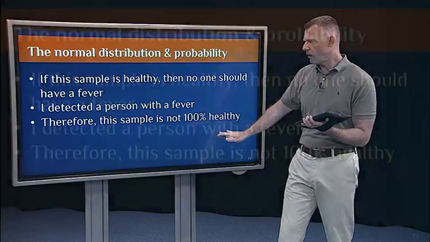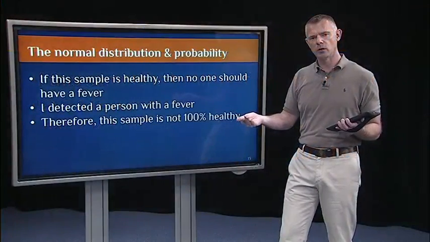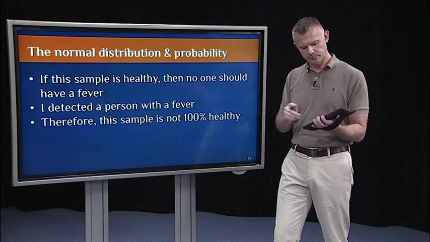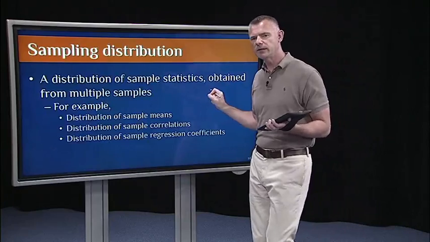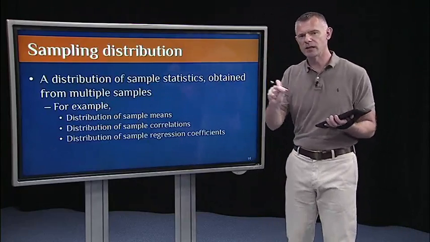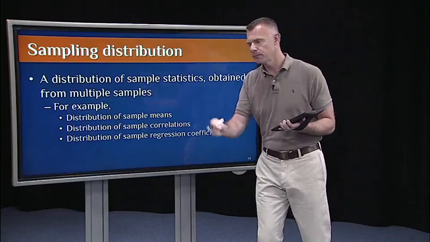So here I could write it out just like I did when we were talking about NHST. If the sample is healthy, then no one should have a fever, that is, run a really high temperature. But I detected a person with a fever, therefore this sample is not 100% healthy. That's exactly the logic we engage in when we do NHST. But we do it with sampling distributions, not distributions of individuals, distributions of sample statistics.